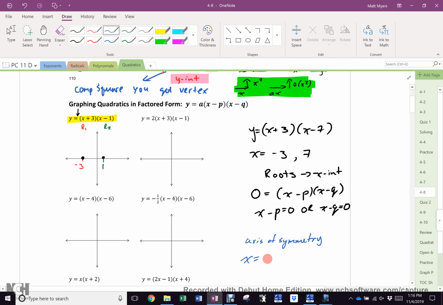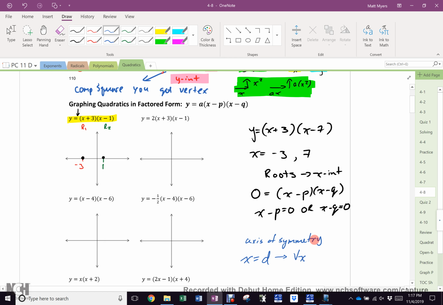And what letter haven't we used? We've used A, B, C, P, Q, H. X equals O. Sure. Yeah, you're right, that's no good. X equals D. Sure. That D is also our vertex X, right?